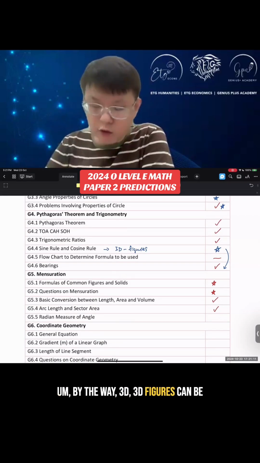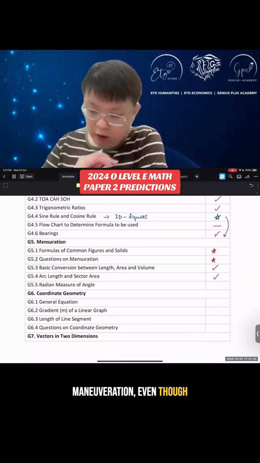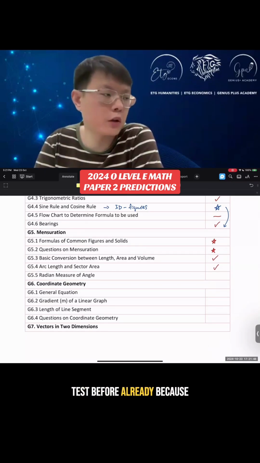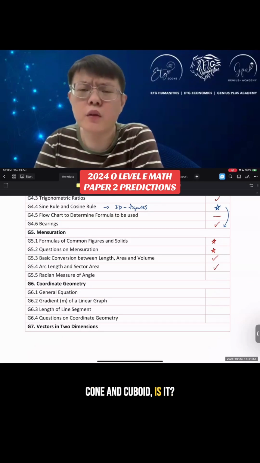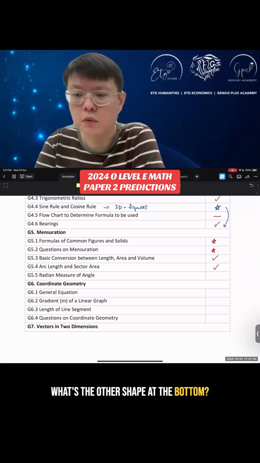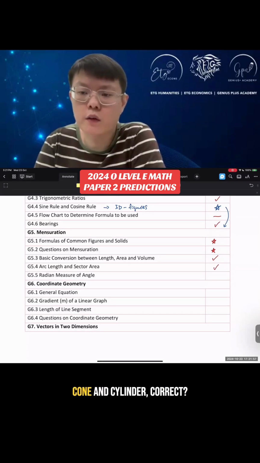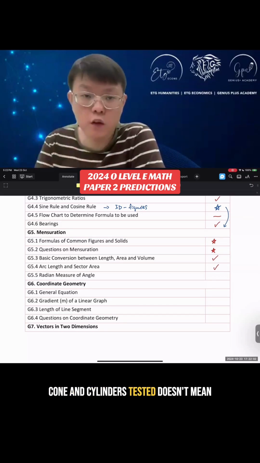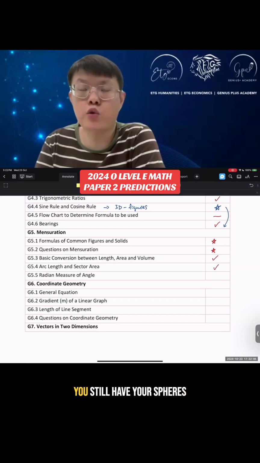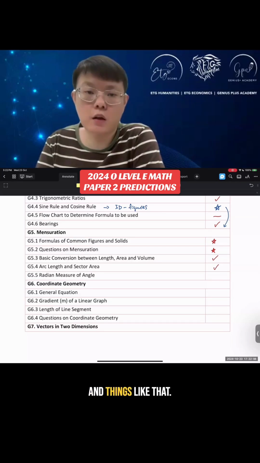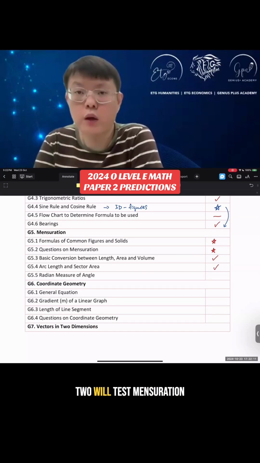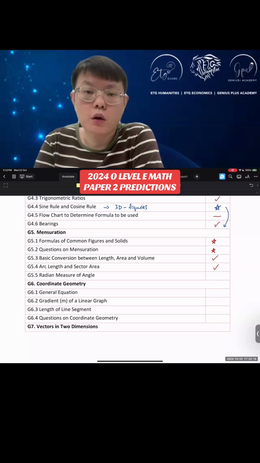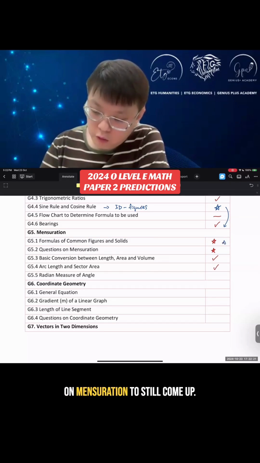By the way, 3D figures can be tested in real-world application. Mensuration, even though it has been tested, it will be tested again in paper 2. Don't think that mensuration was tested before already, because there was a cone and a cylinder. Cone and cylinder tested doesn't mean that they cannot test other figures. You still have your spheres and things like that. So normally paper 1 and paper 2 will test mensuration in both sets of questions. So expect questions on mensuration to still come up.